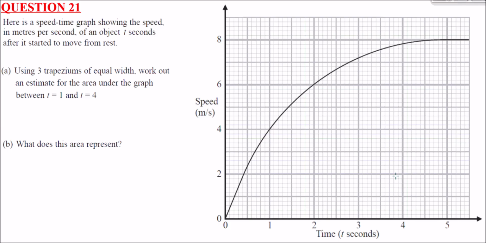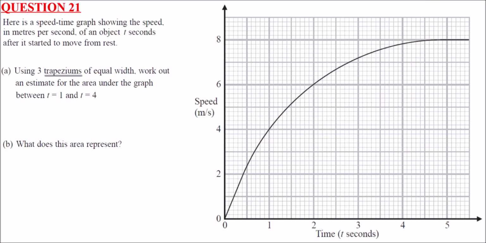Question 1, we've got a speed time graph showing the speed in meters per second of an object t seconds after it started to move from rest. In other words, started to move from when it was stationary. Using 3 trapeziums of equal width, work out an estimate for the area under the graph between t equals 1 and t equals 4. So, trapeziums.